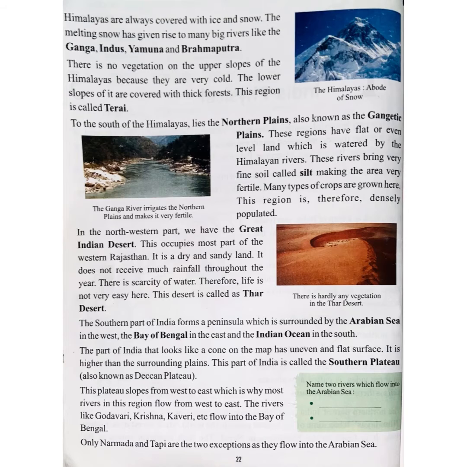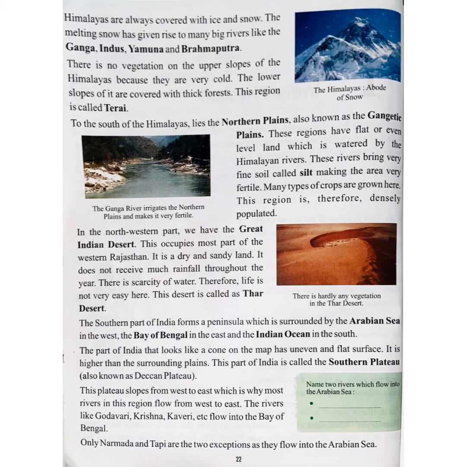In the northwestern part, we have the Great Indian Desert. This occupies most part of the western Rajasthan. It is a dry and sandy land. It does not receive much rainfall throughout the year. There is a scarcity of water. Therefore, life is not very easy here. This desert is called as Thor Desert.